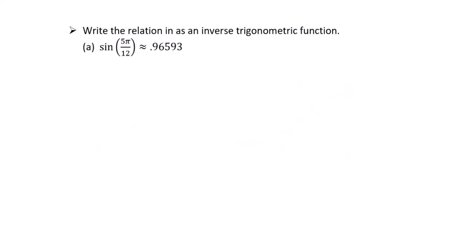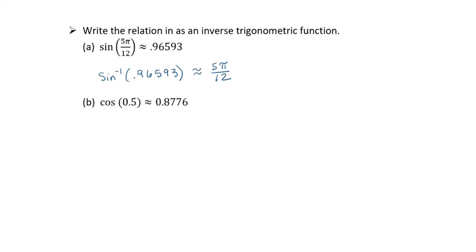First, let's practice writing these relations as inverse trigonometric functions. Here I have sine of 5 pi over 12 is approximately 0.96593. If we write that as an inverse trigonometric function, we would say the inverse sine of 0.96593 is approximately 5 pi over 12.